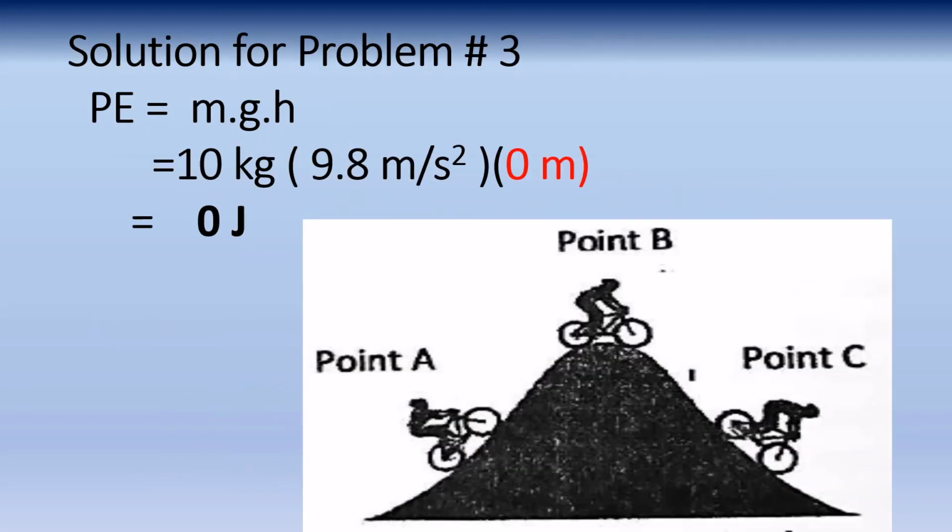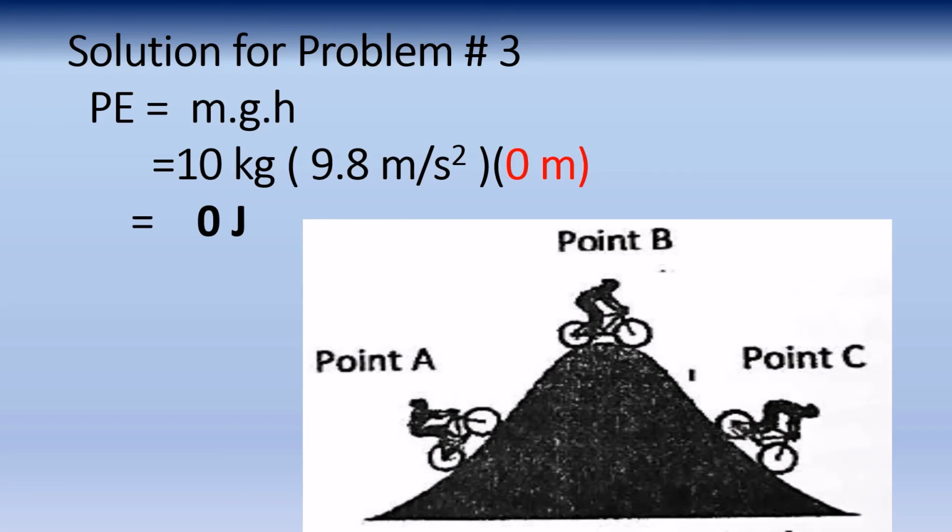Okay, what if the height is zero? What do you think is the amount of potential energy? The equation for potential energy is mgh. The mass is 10 kilograms, the gravity is 9.8 meters per second squared, and the height is 0. You multiply 10 times 9.8 times 0, the answer is 0. So therefore, we can say that if the height of an object is 0, the potential energy is 0.